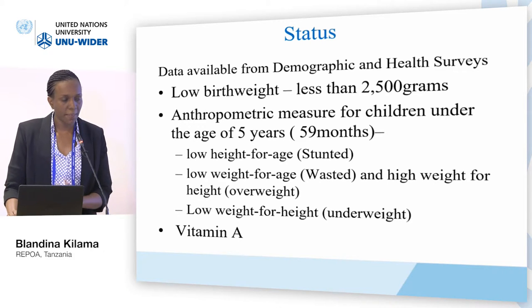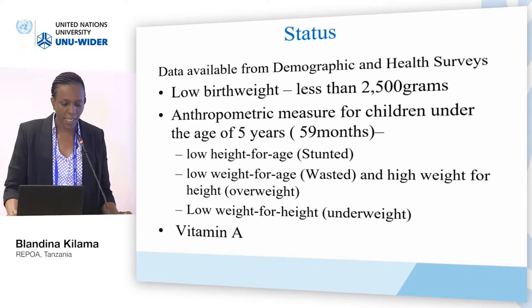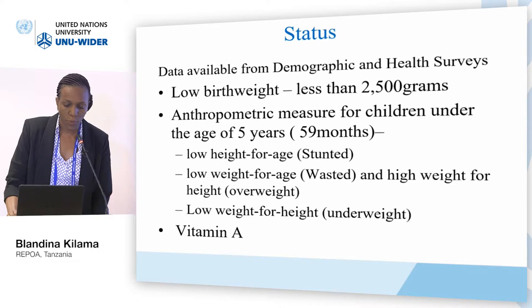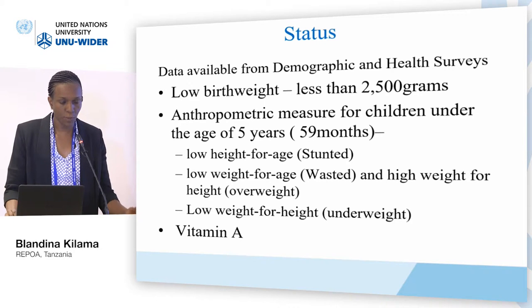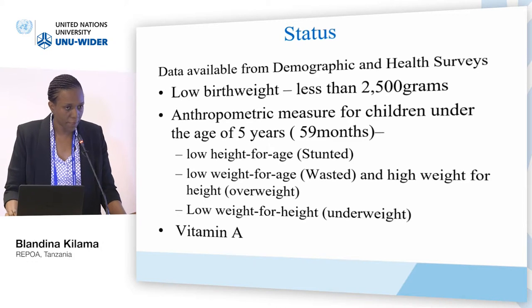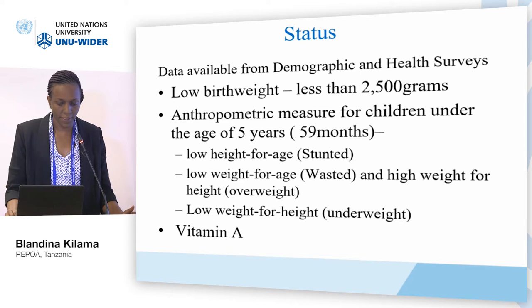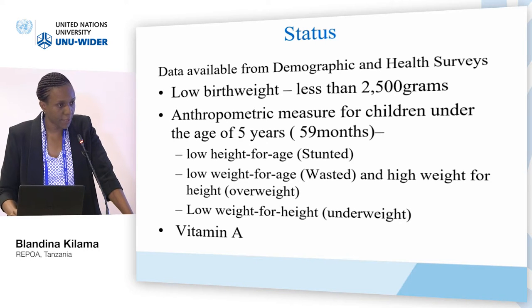So low birth weight means for children, you want them to have more than 2.5 kilos. When you have low height for age, you don't want your kids stunted, or low weight for age, wasted. And then more and more recently, we talk about high weight for age, overweight, and the obesity problems that we have, and also low weight for height, underweight. It's also very important for them to have required vitamins, not only vitamin A, but also iron and what have you. Now, as I said earlier, I will simply stick to two examples to put across a case of the importance of nutrition. I'm going to use stunting and breastfeeding.